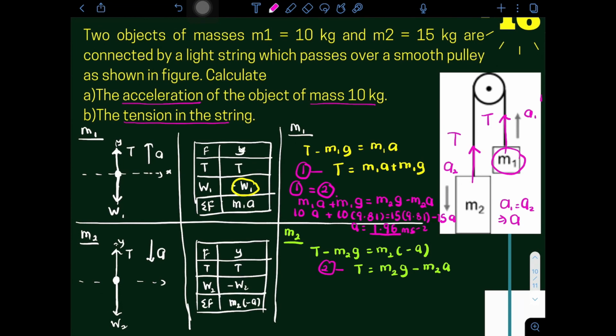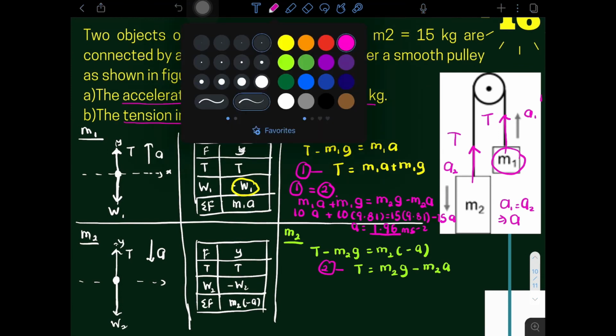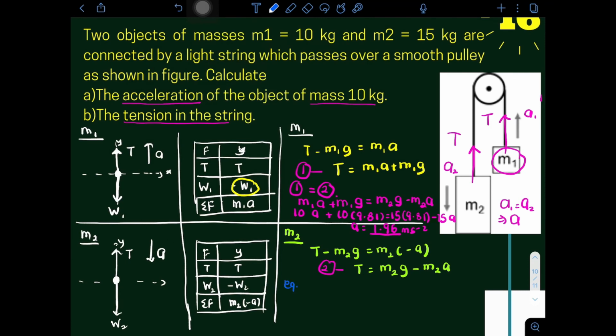So next, we want to calculate the tension value. You can take any equation you want. Let's say I took equation 2. So from equation 2, I have T equals M2G minus M2A. So M2 is 15, times 9.81, minus 15 times A, which is 1.96. So my T is 117.75 Newton. Okay, so that's how you solve this problem.